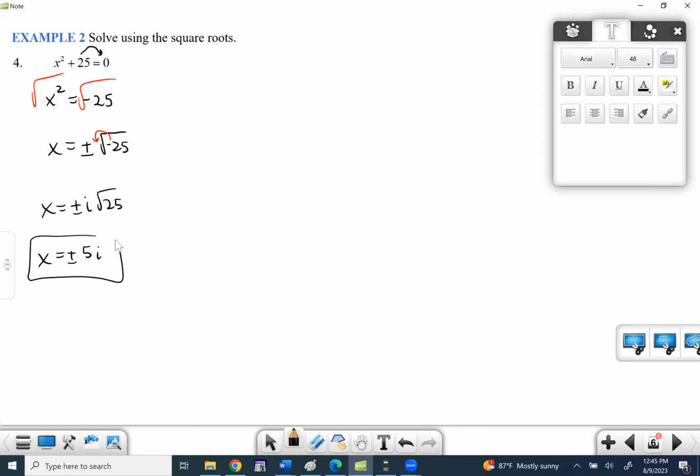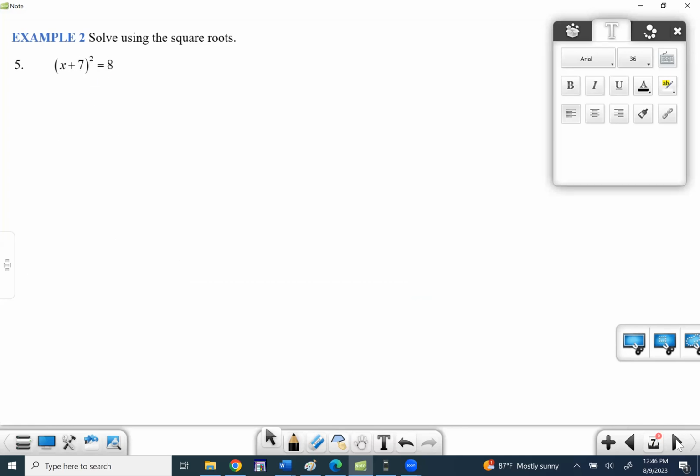Again, you're going to check and see, are there two solutions? There should be, since the highest exponent is 2. Since the highest exponent is 2, we need 2 solutions. 1, 2: positive 5i, negative 5i. I'm telling you, this exponent check is going to catch you if you forget your plus or minus.